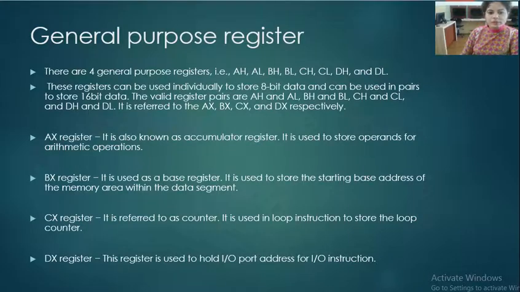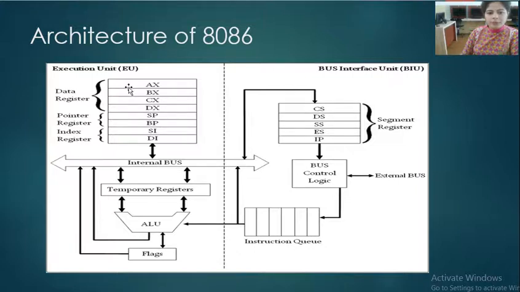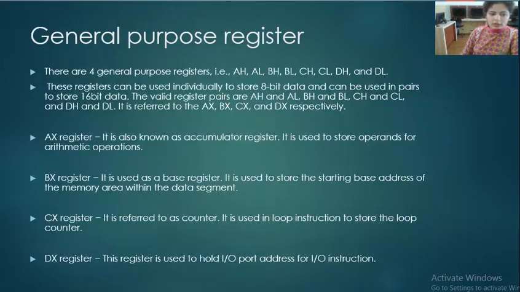Next is general purpose registers of EU. Now how many general purpose registers are available? Look at this diagram. These all are general purpose registers. Data registers AX, BX, CX, DX. These all are general purpose registers of 8086. Now we will study about this. There are a total of 4 general purpose registers. The names are AX, BX, CX, DX.